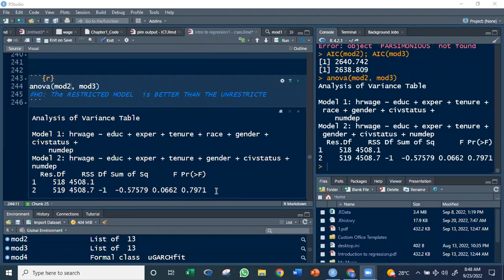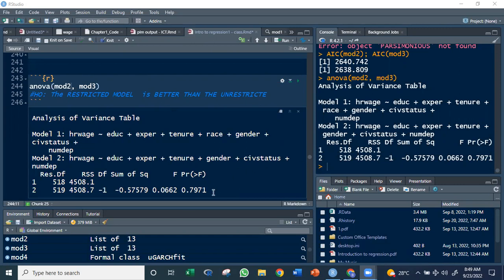0.79, di ba? So this is much greater than 0.05. So what's our conclusion? We fail to reject. Okay? We cannot reject the null hypothesis that the restricted model is better than the unrestricted. Since the p-value is greater than 0.05, the conclusion is we fail to reject the null hypothesis that the restricted model is better than the unrestricted. So mas maganda si restricted, guys.